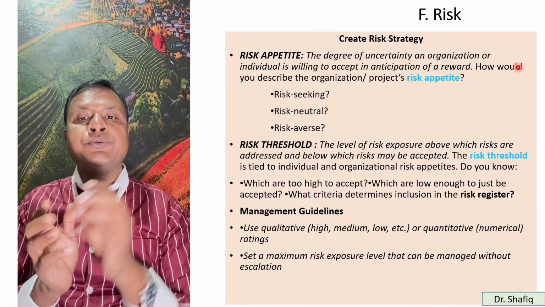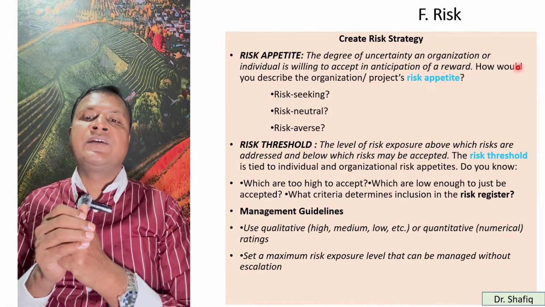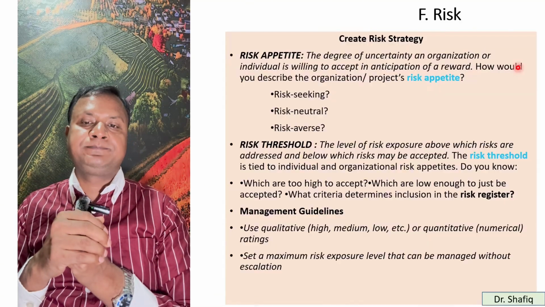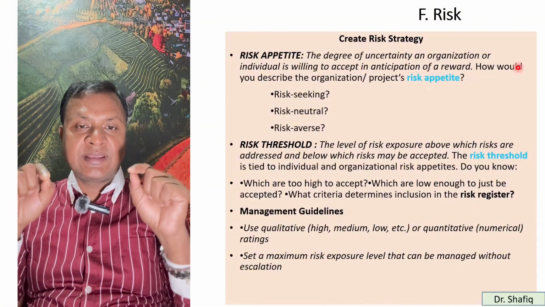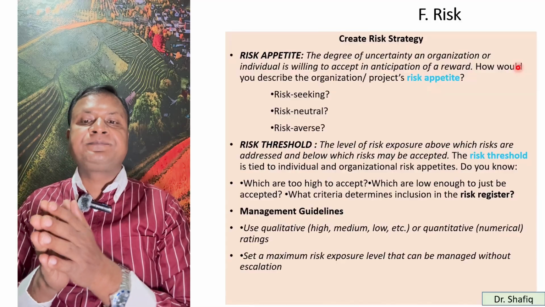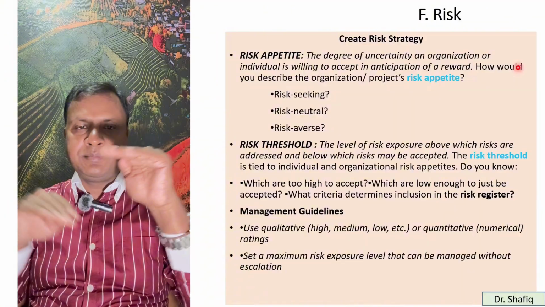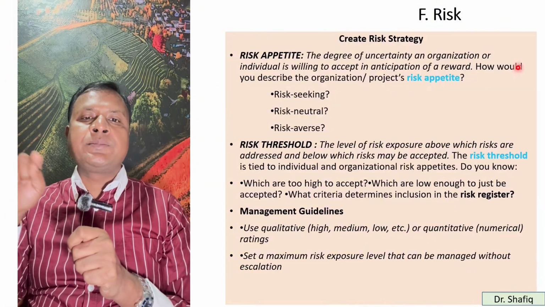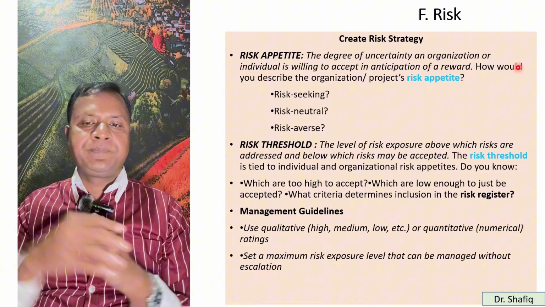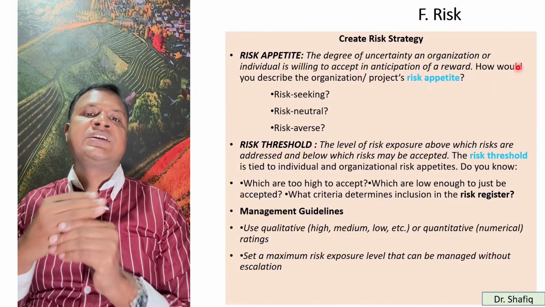So we should know which risks are too high to accept, and which are low enough to just be accepted. What criteria determines this in the risk register? So we have to make a risk register, and I will show you that later. And management guidelines use qualitative ratings, high risk, medium risk, or low risk, or quantitative ratings like 1, 2, 3. You can make a 1 to 10 grading rating. Or you can set a maximum risk exposure level that can be managed without escalation.